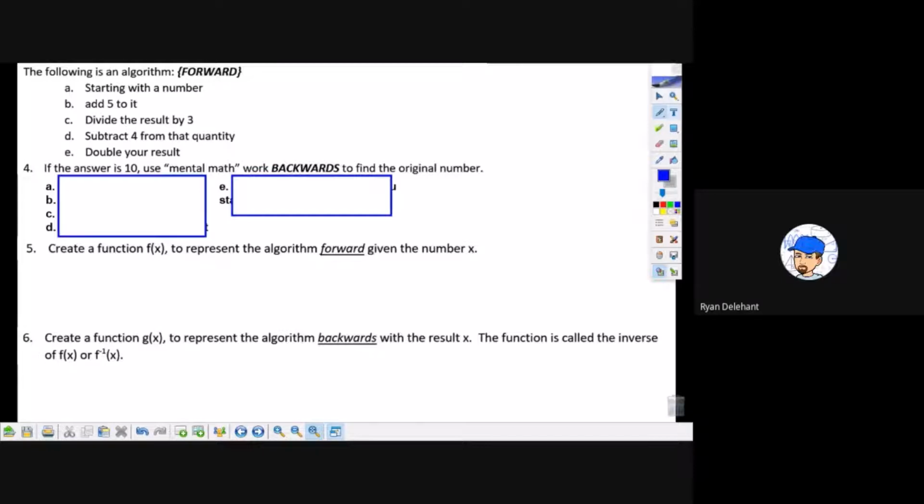Starting with a number, I want you to take a number, write a number down on a piece of paper. Add 5 to it and write the answer next to it. Then divide the result by 3. Then subtract 4 and then double it.